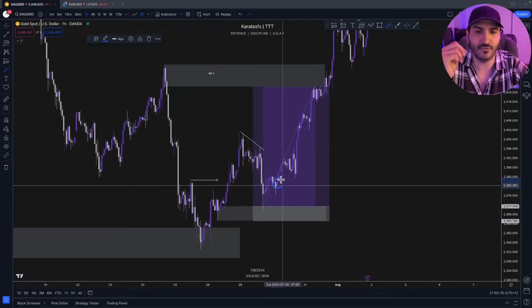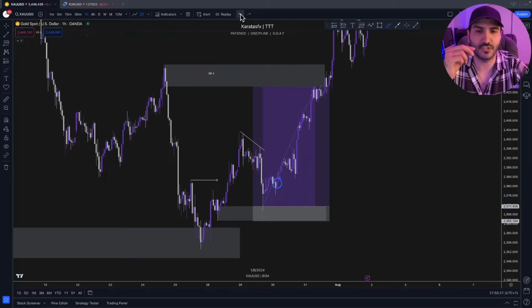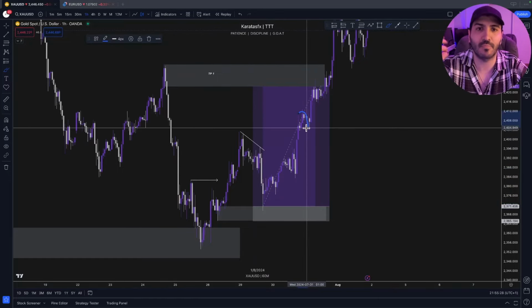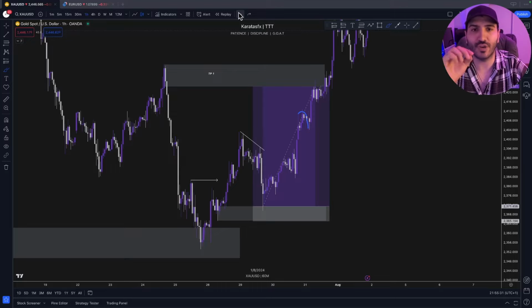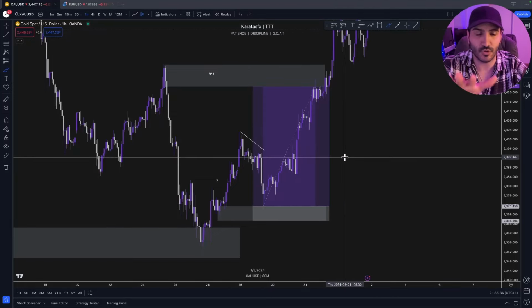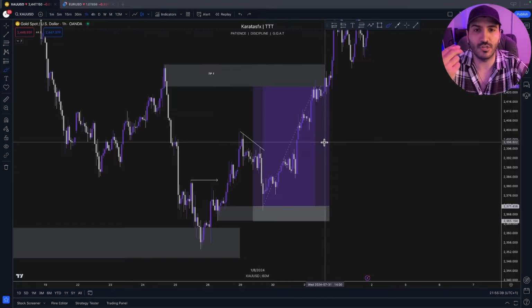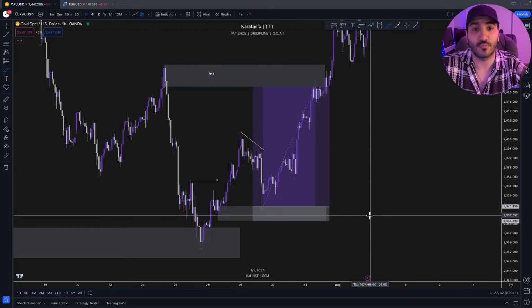So we can see demand was created here. It was respected. Built some inefficiency, was continuing to the upside. A slight pushback down, nothing significant happened. Boom, straight TP. This is a 1 to 8 RR on a 1 hour time frame. So there is no 5 minute, 1 minute on this chart, this is only on 1 hour, but the top down analysis from the higher time frame.